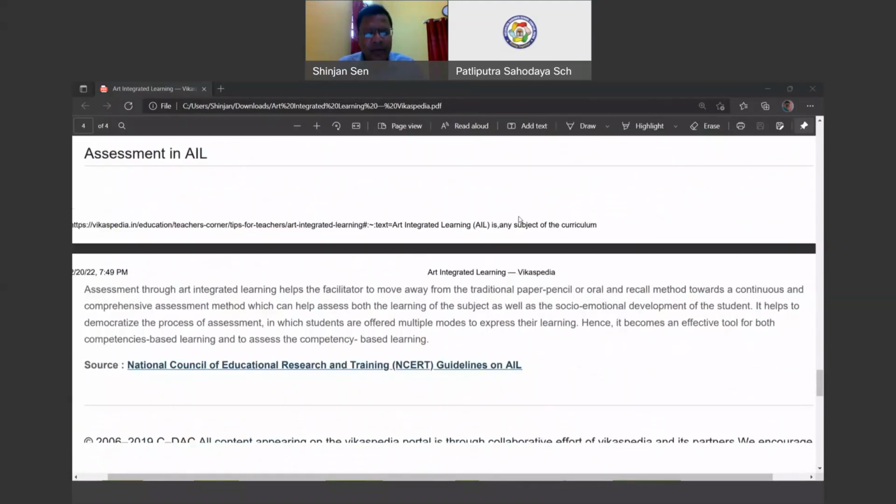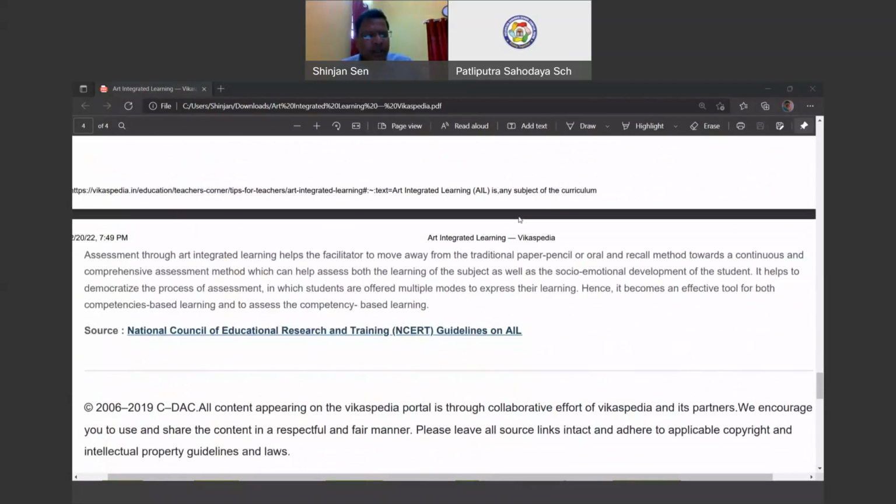And assessments, how will we do them? Assessment through art integrated learning helps the facilitator move away from the traditional paper, pencil, or oral recall method towards a continuous and comprehensive assessment method. Methods which can help assess both the learning of the subject as well as the socio-emotional development of the student will take place. It will help us democratize the process of assessment. We will become very free and flexible in assessing the student.